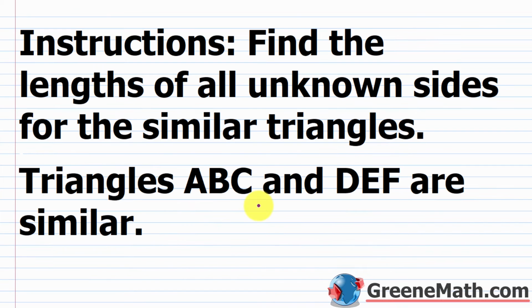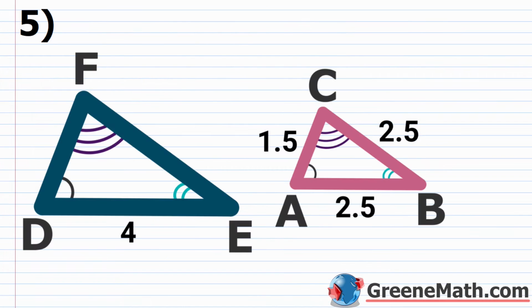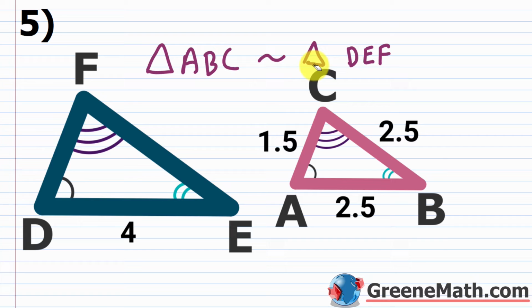All right, for the next problem, we want to find the lengths of all unknown sides for the similar triangles. We are going to state here that triangles ABC and DEF are similar. So coming down to problem number 5, let me write this formally. We'll say this triangle ABC is similar to this other triangle here, DEF. And again, this has to match up when you're reading this.